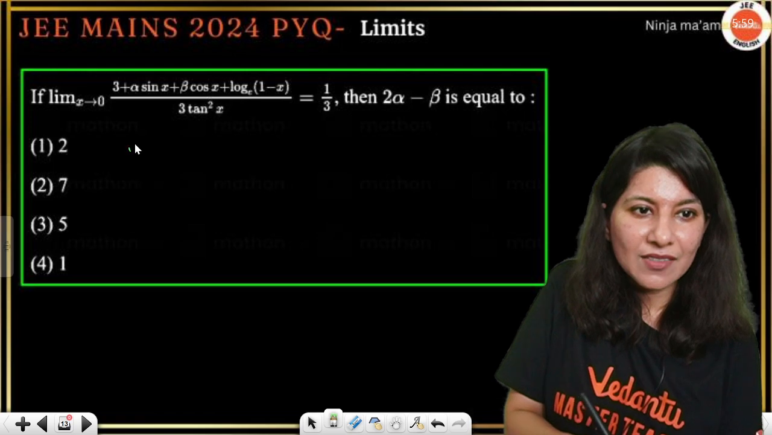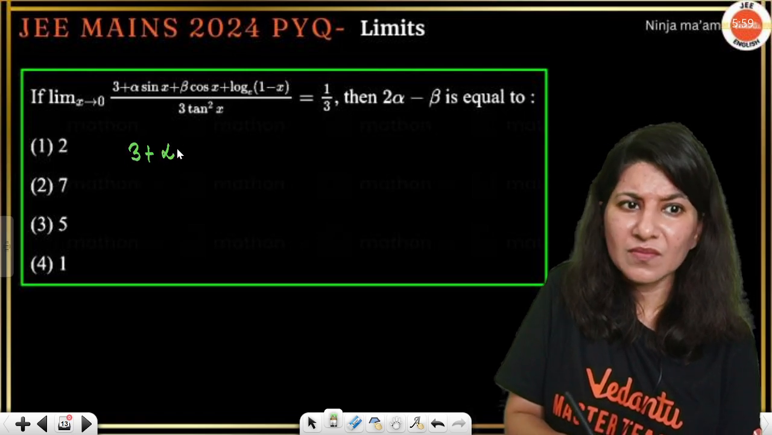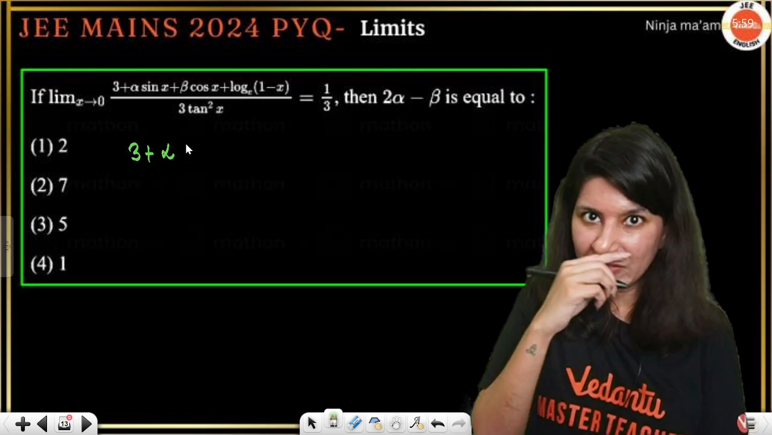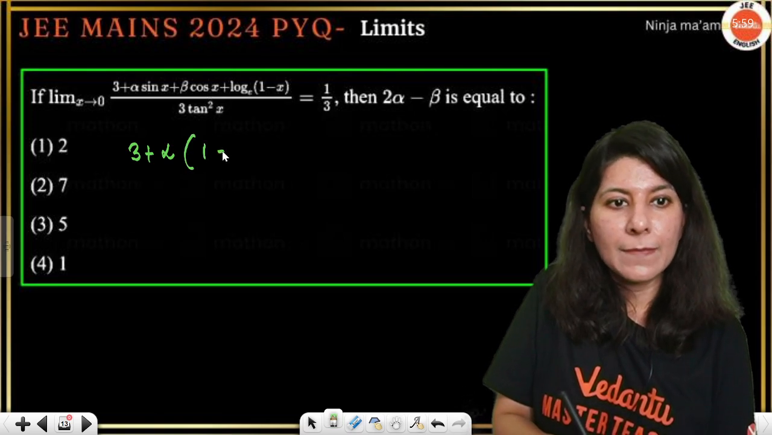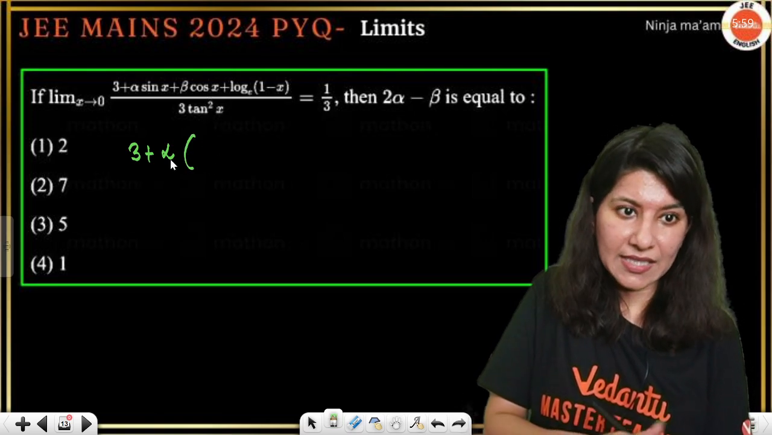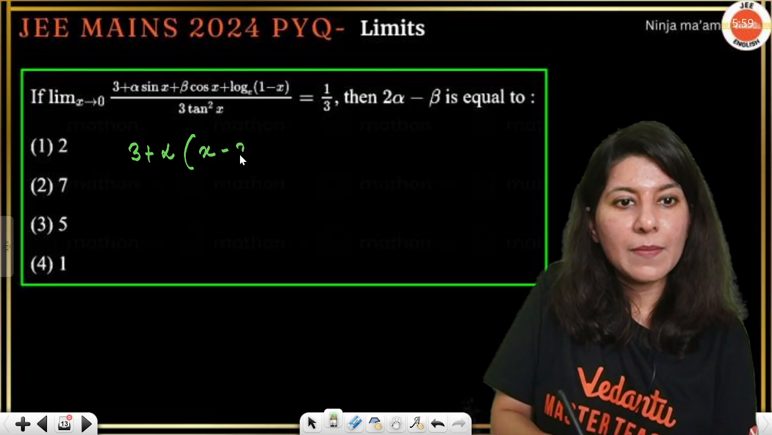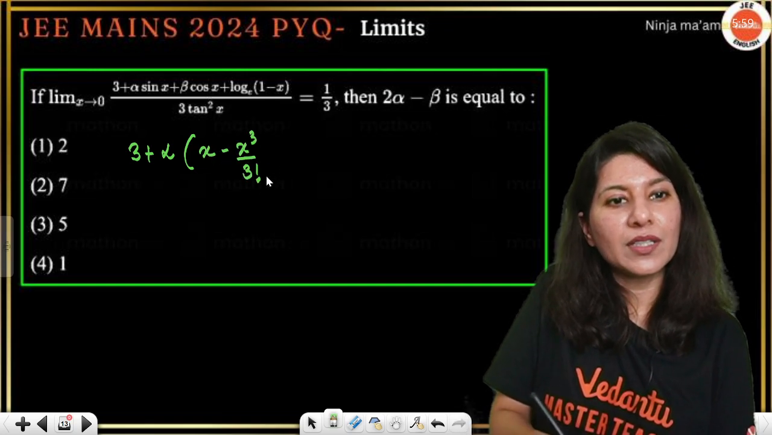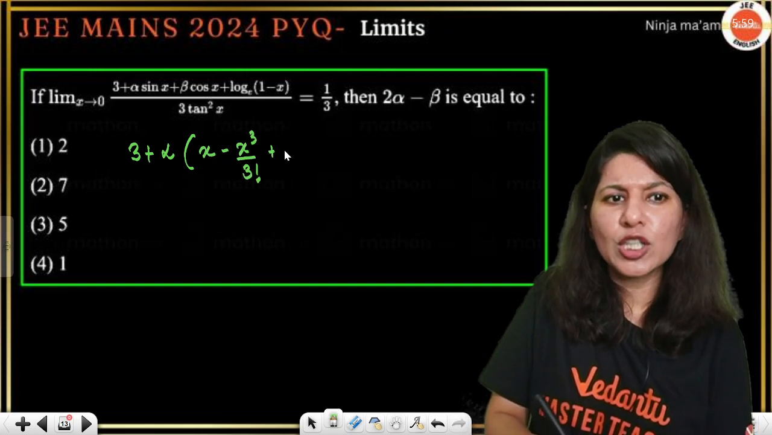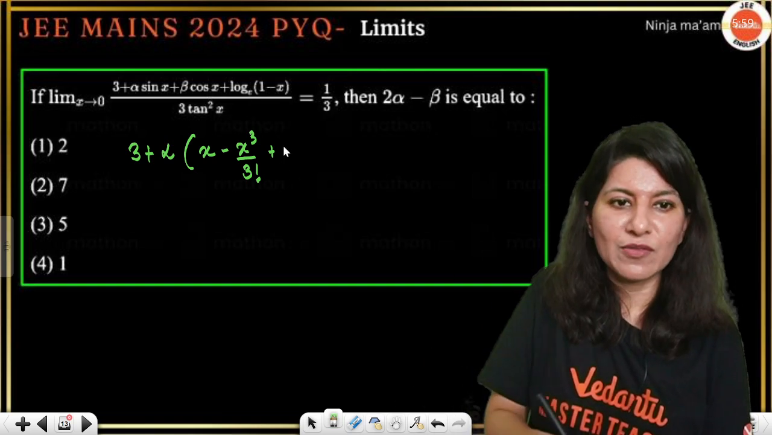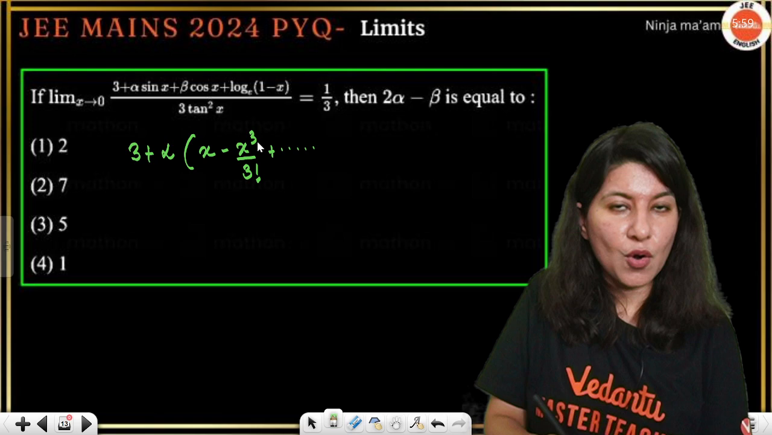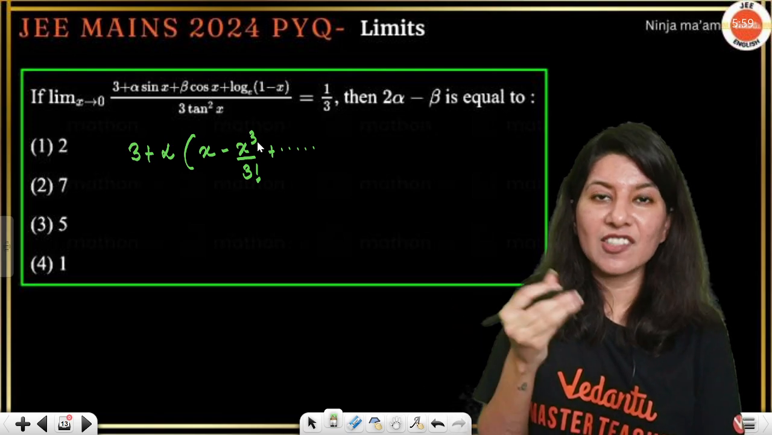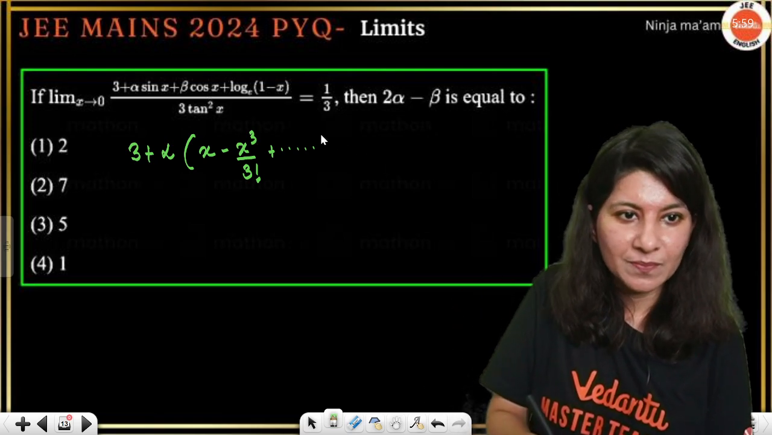So sine x, 3 plus alpha sine x. Sine x is what? Odd function, right? So it starts with, okay, not 1, x. It starts with x. X minus x cube by 3 factorial. That's it? I don't think so. We need x raised to power 5 as well. Alternate plus minus sign will be there, and all the odd terms will be there. X raised to power 1, x cube, and so on.